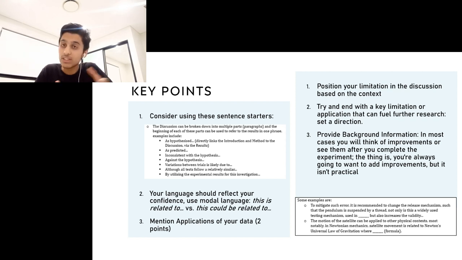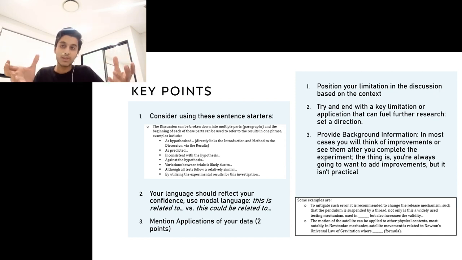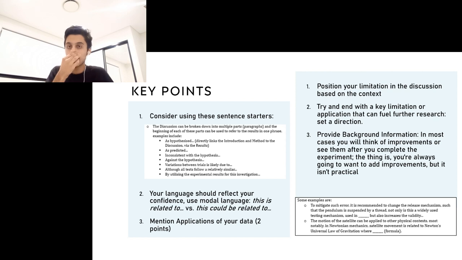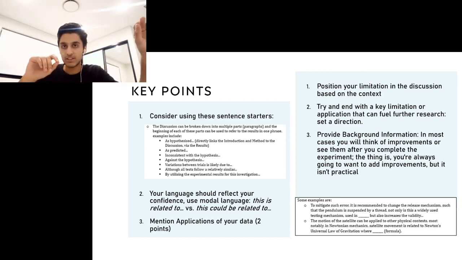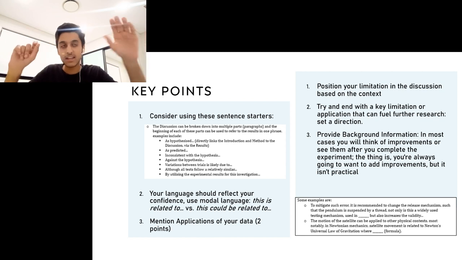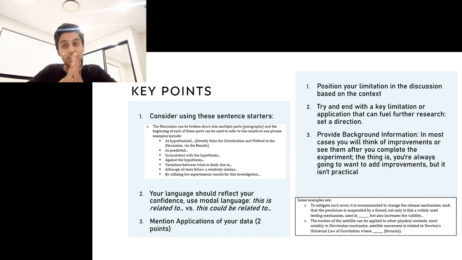There's always going to be improvements, but at one point you're going to have to start writing the rest of the paper. And so here you want to position your limitation. There are always going to be limitations, so always write about your limitations. And the second thing is, let's say your limitation gives you scope for research, or you think it can fuel future research. What you do here is position that limitation towards the end.